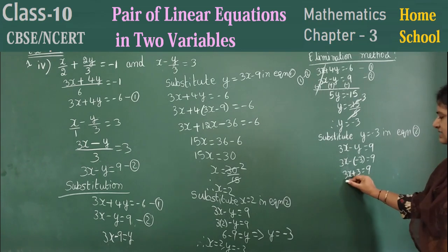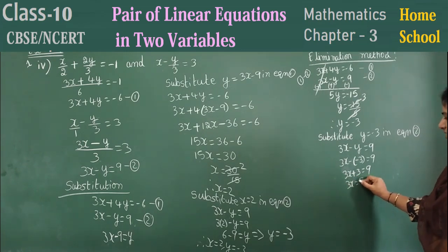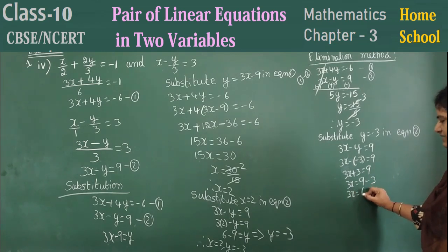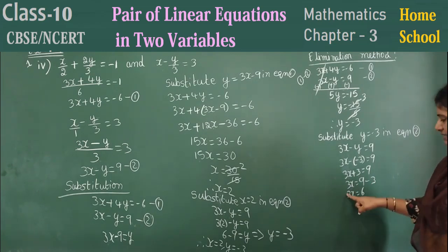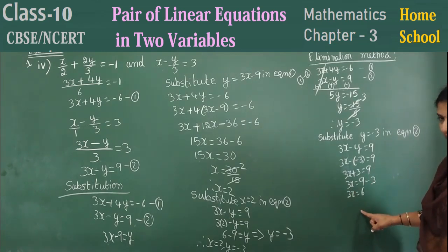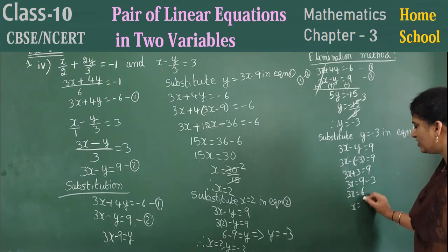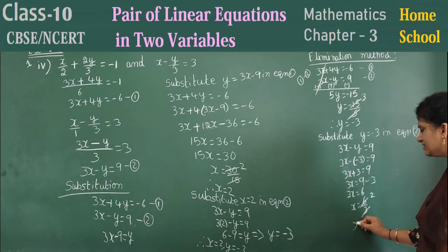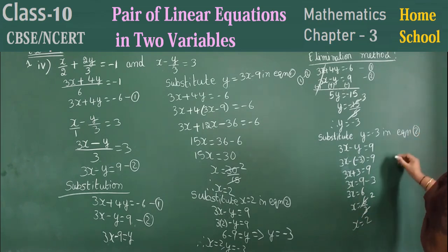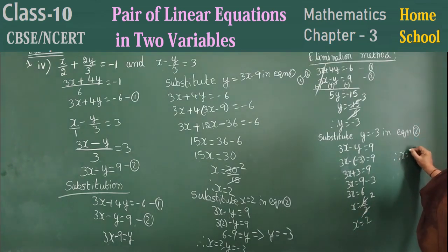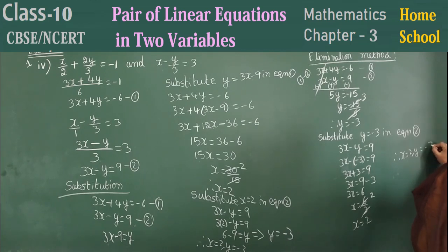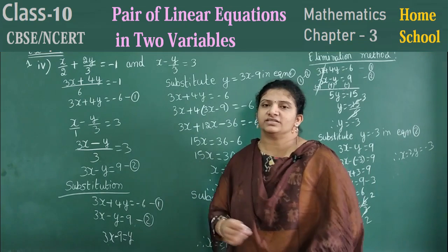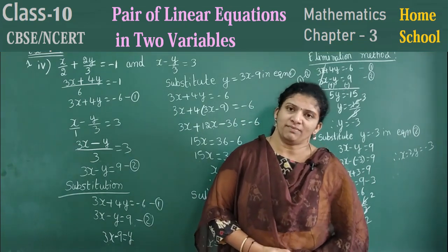Plus 3, send this sign. 3x is equal to 9 minus 3. 9 minus 3 will be 6. Okay, this multiple, bring this side, it will be divided. x is equal to 6 by 3. That is 3 2s are 6. x is equal to 2. Therefore, x is equal to 2 and y is equal to minus 3 are the two variables. In two methods, we are going to get the same answer.